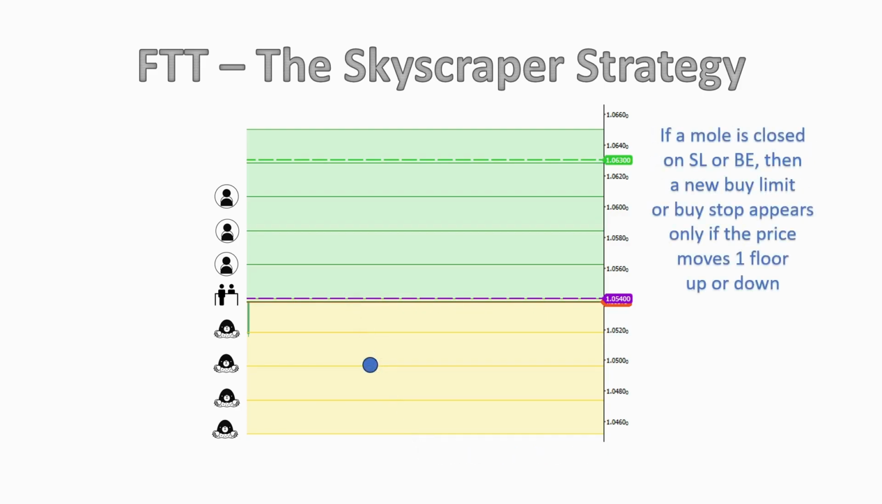If a mole reaches its stop loss or closes at break-even, the position will disappear. However, a new pending buy order will appear in its place if the price moves up or down 1 floor. If the price moves up 1 floor, a buy limit order will appear. And if the price moves down 1 floor, a buy stop order will appear. Only one of these two buy orders will appear, whichever comes first.